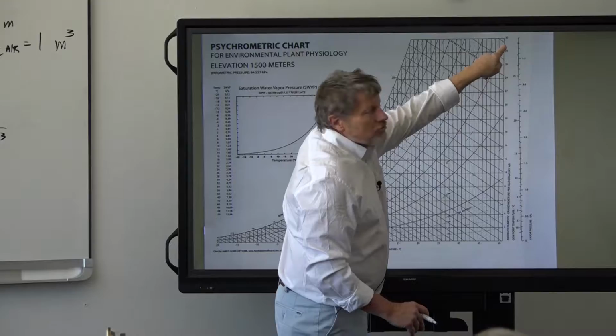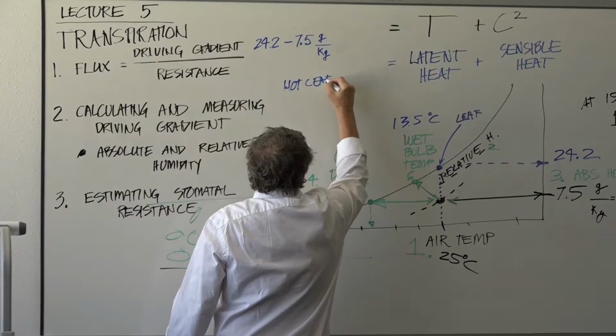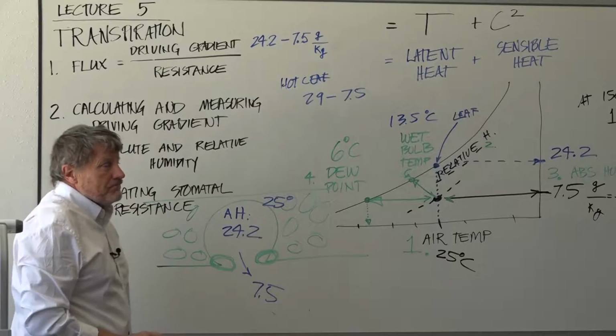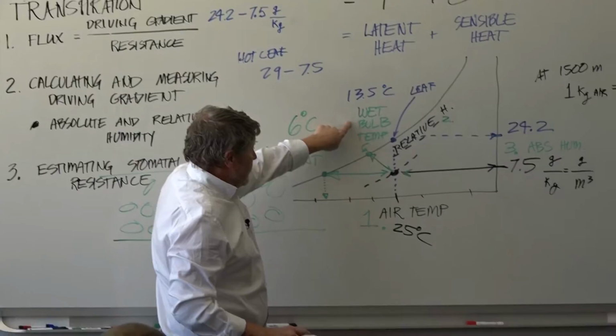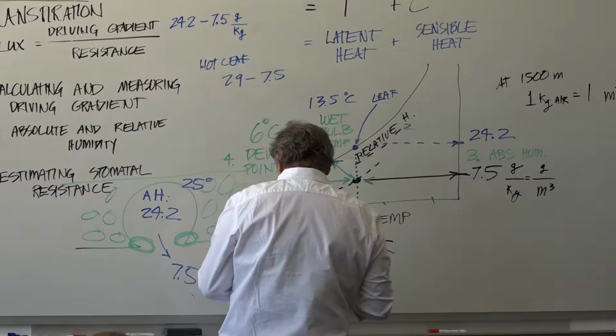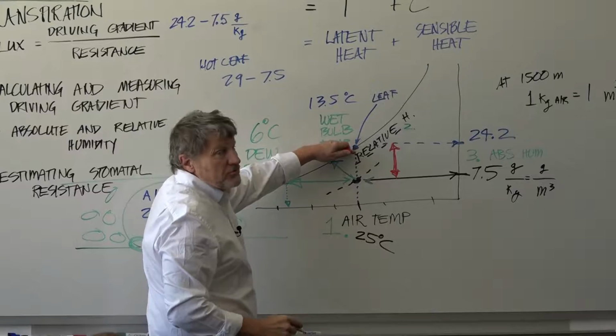So hot leaf, not hot, warm leaf, 29 minus, and the air is still the same, 29 minus 7.5. So as soon as the leaf gets hotter, the driving gradient gets bigger. Now it is possible for really wet leaves to get below air temperature because of that wet bulb. They might get all the way down to the wet bulb. But even there's a gradient for transpiration. But this gradient for transpiration, and I'm going to show this in red, is always this difference right here, between 100% humidity in the leaf and wherever our point is here in the air.